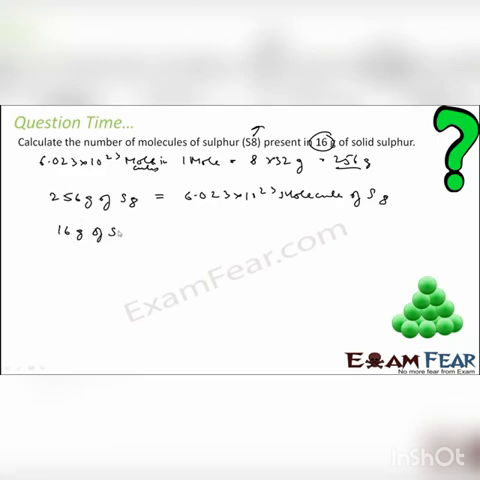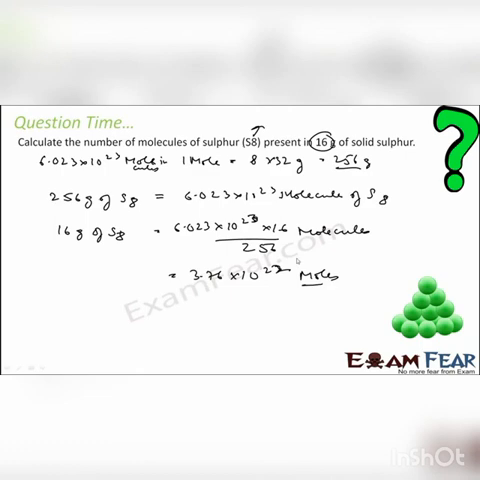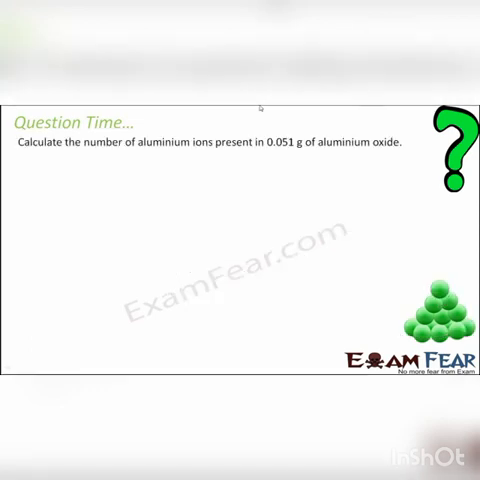I want 16 grams. 16 grams of S8 will have 6.023 into 10 to the power 23 into 16 by 256 molecules. You solve this, you got 3.76 into 10 to the power 22. These many molecules will be there in 16 grams of solid sulfur. Let's take the last question.